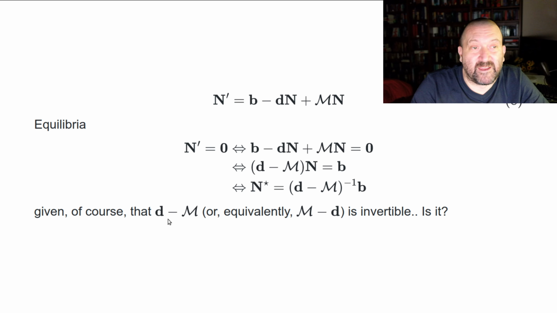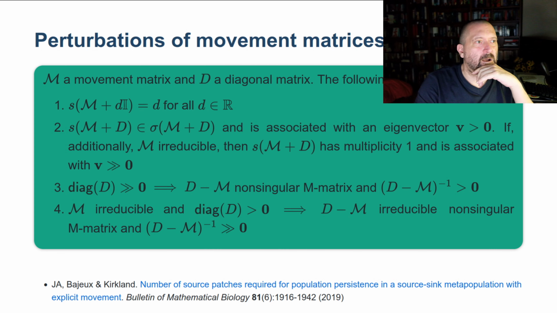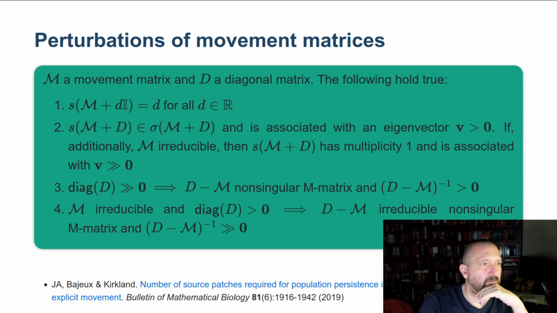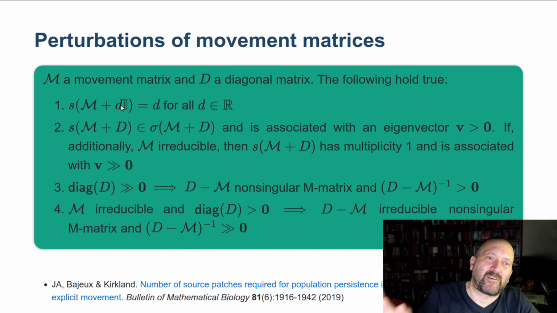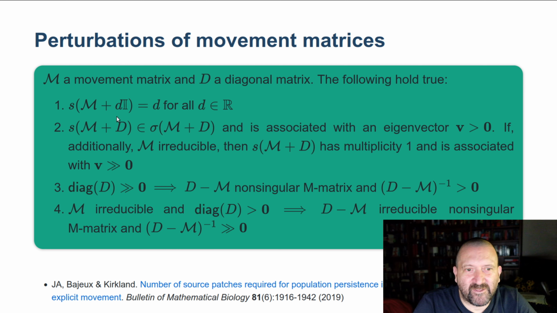And so, is that matrix invertible? Is D minus M, or equivalently M minus D, invertible? Well, let me give you another result about movement matrices. Suppose I have a movement matrix and I take a diagonal matrix, any diagonal matrix for the moment. Then the following results are true. First of all, if my diagonal matrix is actually trivial, in the sense that it's just some scalar times the identity, then I have this thing that we typically call a spectrum shift.